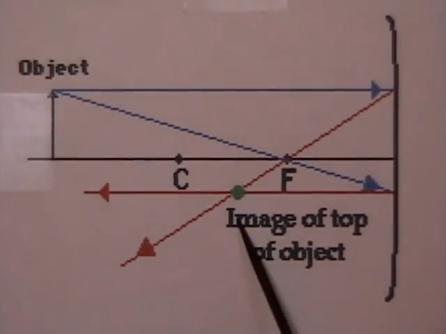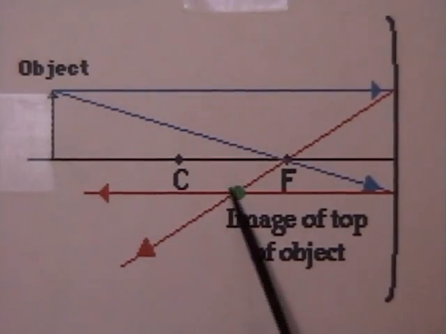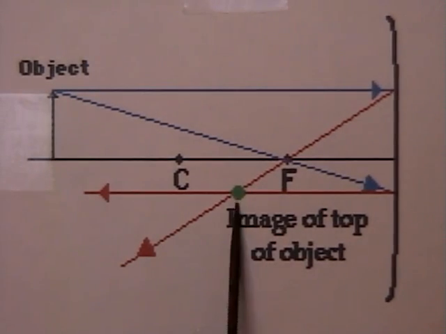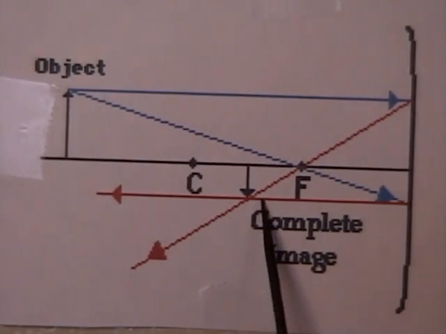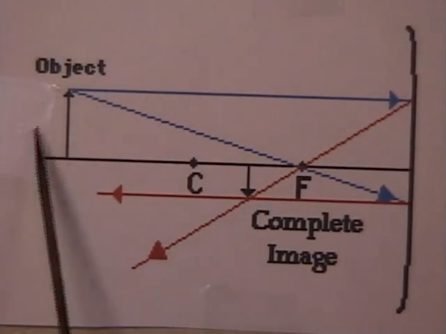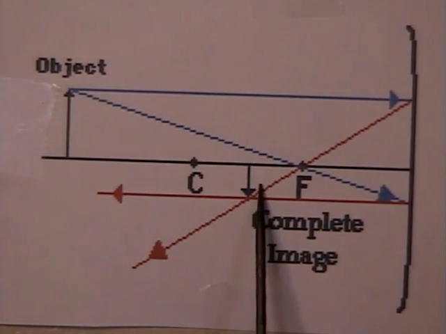Where these two lines meet is the image top of object. It's where the top of our image of our object is going to be. Using our image top of object, we draw our image in. Notice how our image is smaller and the inverse of our object.